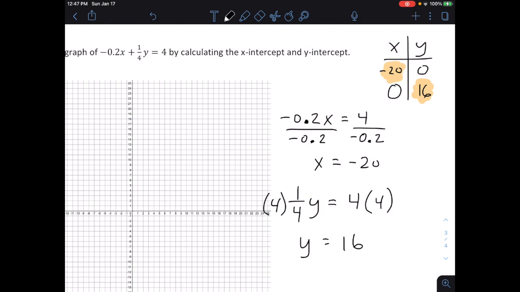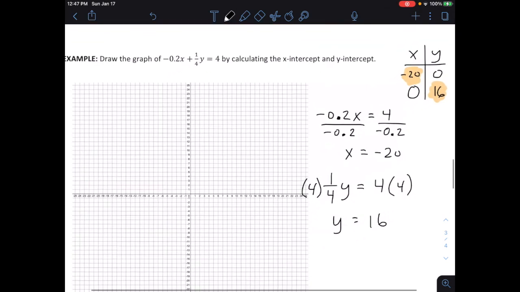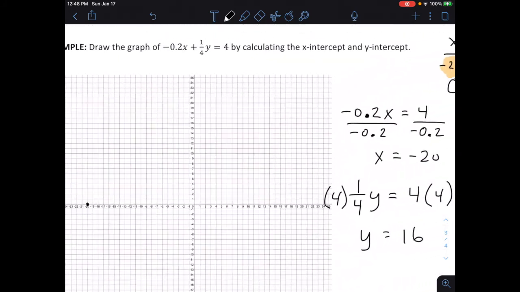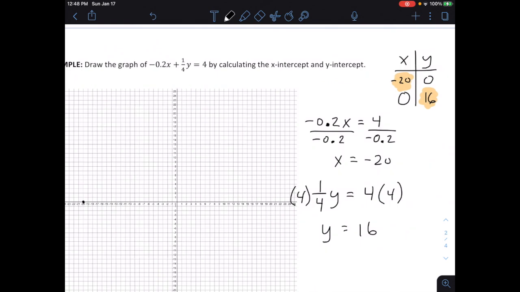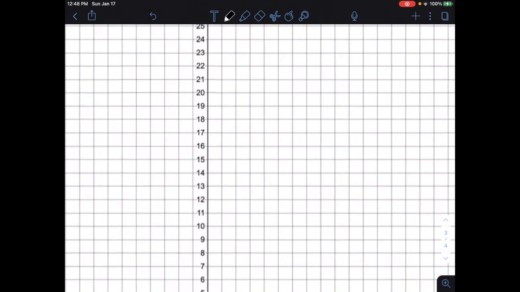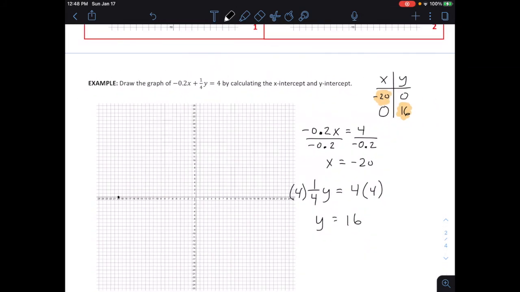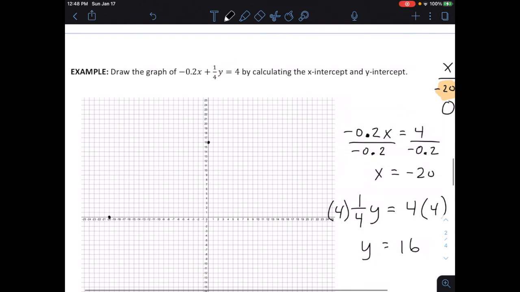And now all I have to do is plot those 2 points. So I have negative 20 in the x column. So that's my x value for my x-intercept. I'm going to have to zoom in here. Okay, and then I have 16 for my y value. So I'm going to zoom in on the 16 and make a point. Where'd it go? There it is.